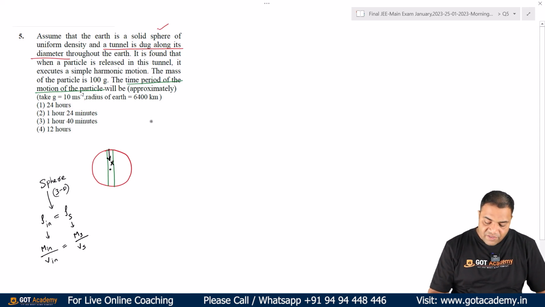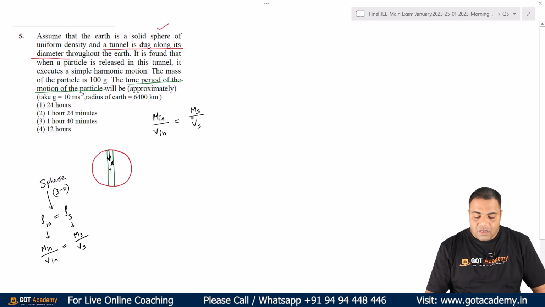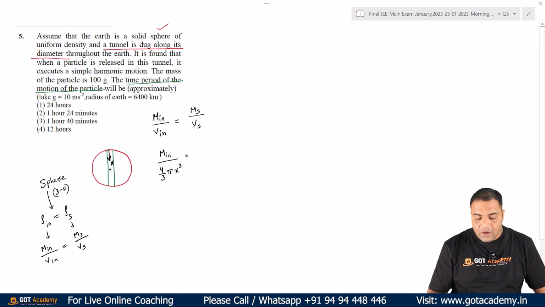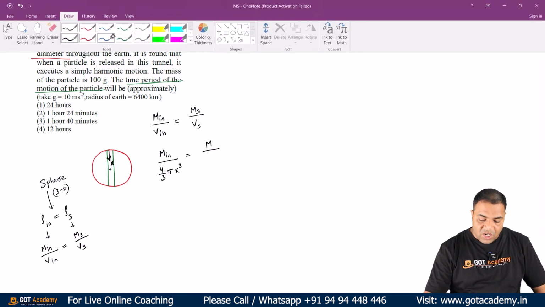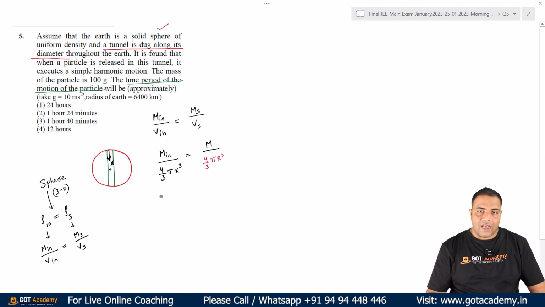Okay. Now let us continue with this. Mass inside by volume inside is equal to mass on the surface by volume on the surface. Now mass inside I don't know, but volume inside, what is the formula? Since it is a sphere, I could rewrite it as 4/3 pi into distance cube. What is the distance here? x. Okay. Now mass on the surface is M. Now volume on the surface, I could write as 4/3 pi into radius of the earth, that is R. Radius is R. Okay.